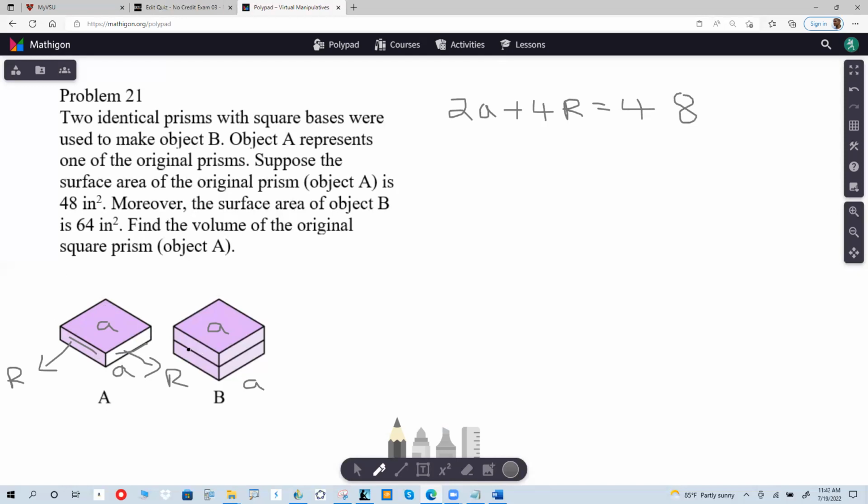In the second picture, I will have 8 R's, 1, 2, 3, 4, and 4 in the bottom, 8 R's, but the same 2 A's. So I can say 2A plus 8R is equal to 64. Now, I'm going to write the first equation in the bottom because I want to subtract.